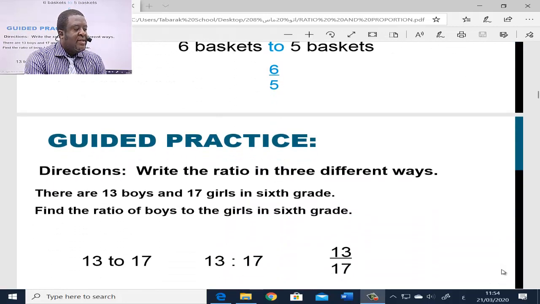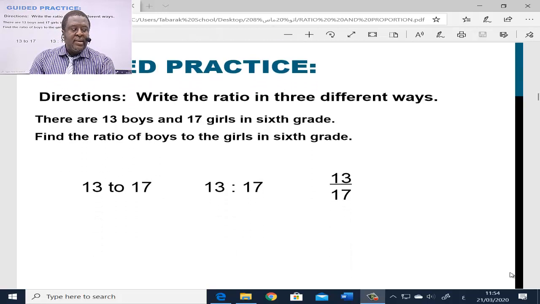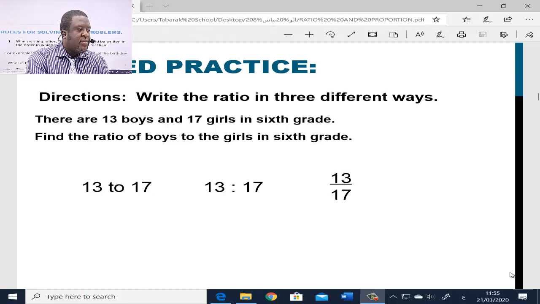Now here we have a guided practice, and the direction is to write the ratio in 3 different ways. There are 13 boys and 17 girls in 6th grade. Find the ratio of boys to girls in 6th grade, using the 3 ways that we know. The first way is 13 to 17. The second is 13 to 17 by using the colon sign. And the third one is 13 out of 17 by using the fraction way.